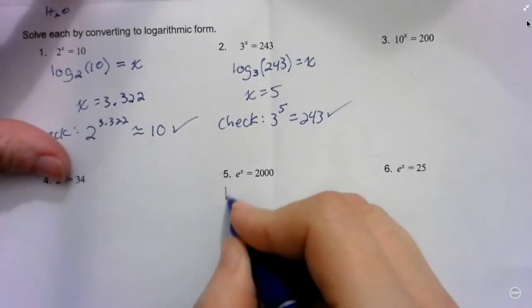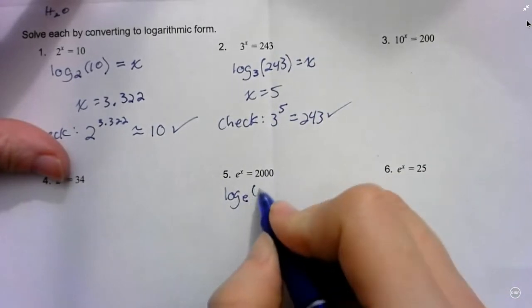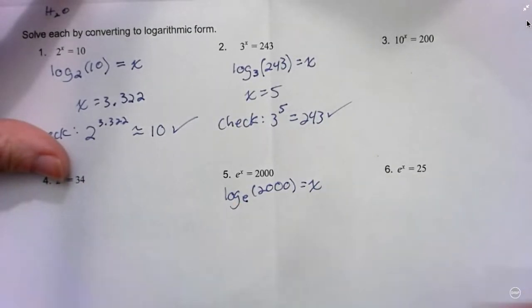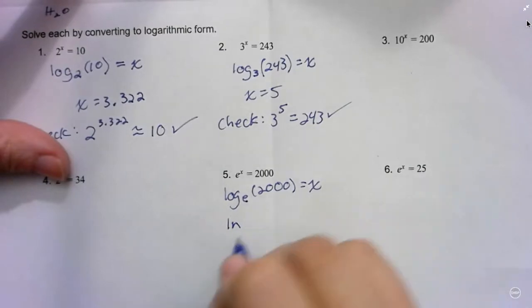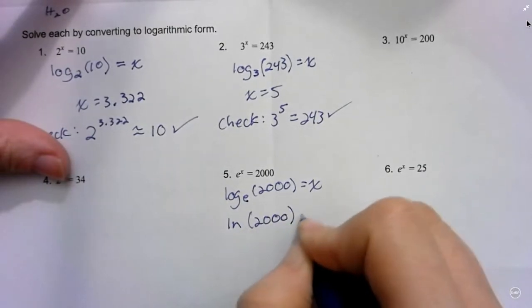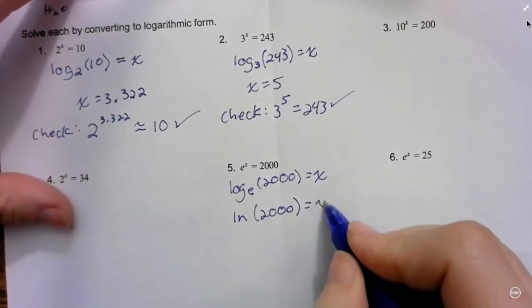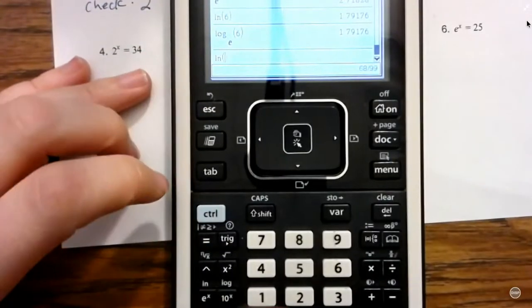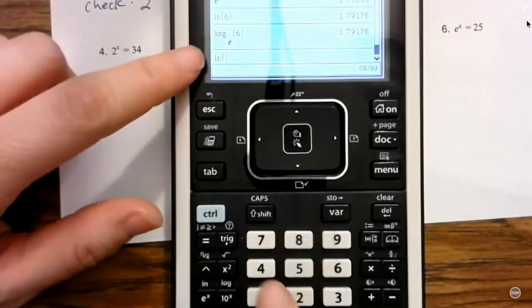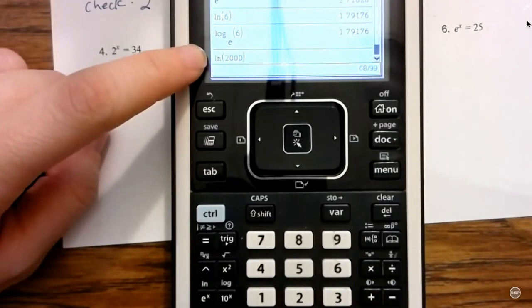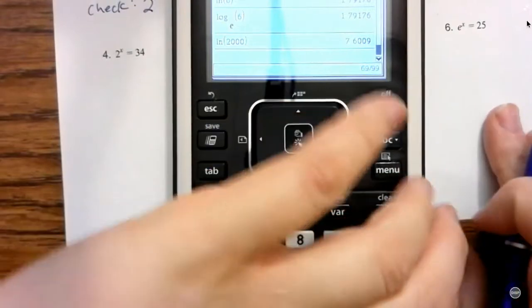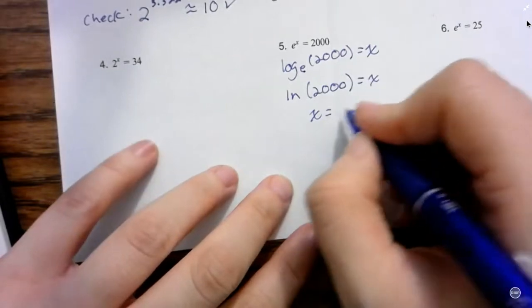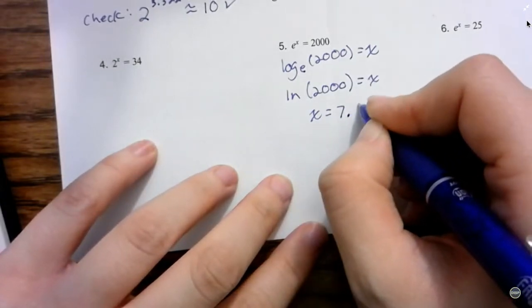All right, so we're going to convert it. I could say log base e of 2000 equals x. But remember, log base e gets its own special way of writing it. So natural log of 2000 equals x. Put that in your calculator. Control e to the x is natural log. So natural log of 2000 equals 7.6009. I was rounding to the third decimal place, the thousandth, so I'm going to put 7.601.